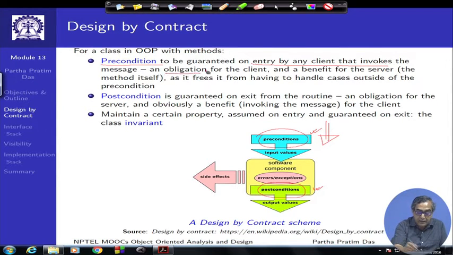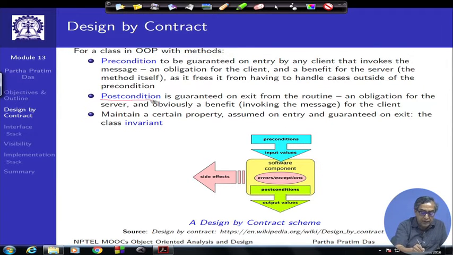Against this obligation, what benefit does the server get? The server gets the benefit that it now knows that the preconditions are satisfied. So, while it is implementing the software component, while it is implementing the method, it does not have to think about any situation which is not protected by the preconditions. It can limit itself to just the preconditions.